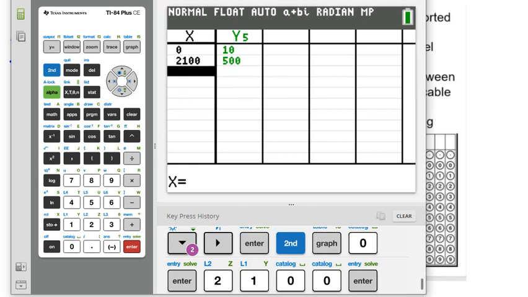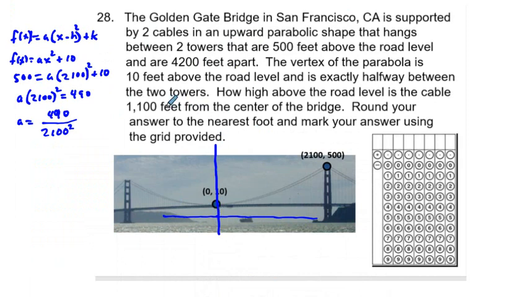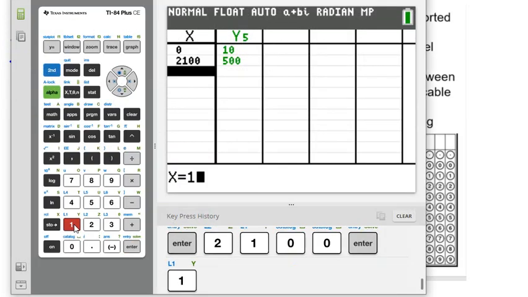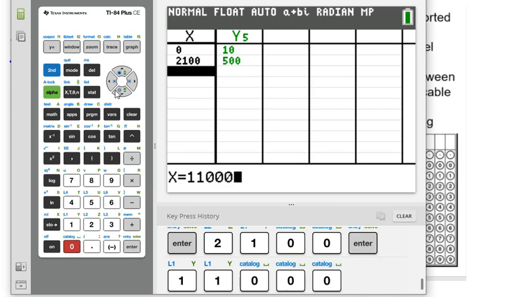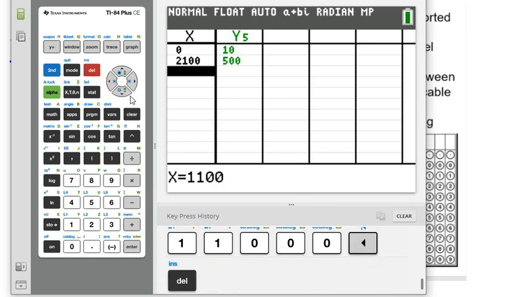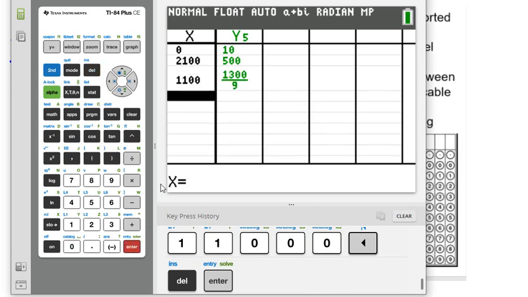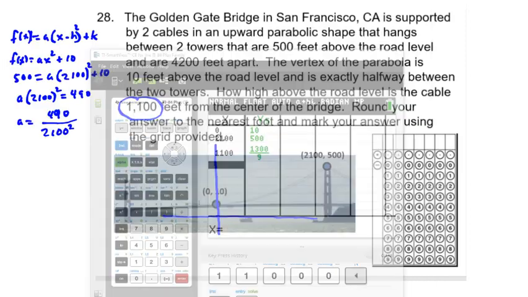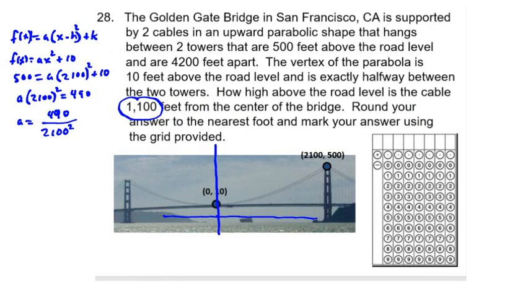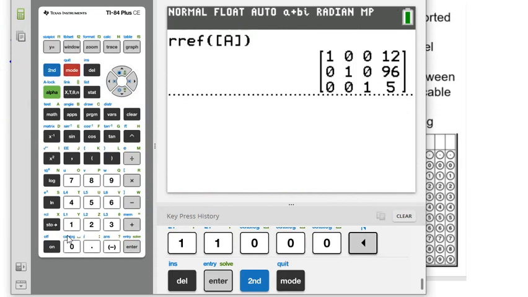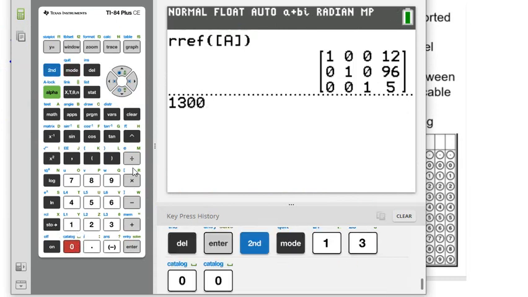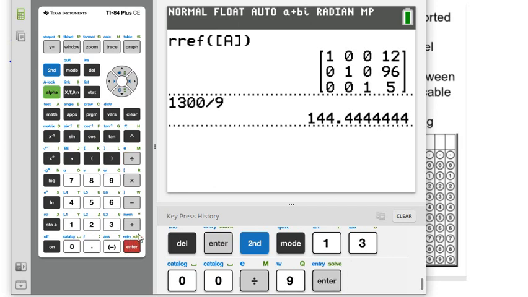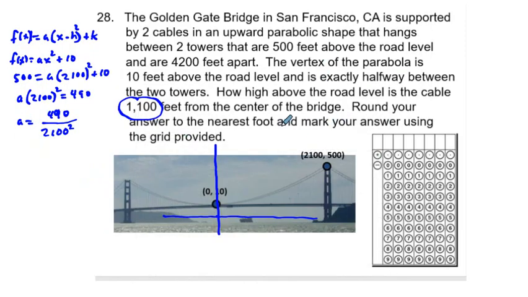And then it says from the right of the center, well, the center is at 0, and so if we go 1100 feet from the center of the bridge, what we're going to do is just put 1100 right here. Oops, that's 11,000. 1100. There we go. And then we press enter. So we get 1300 over 9. That's going to be 144.4, I think it says to the nearest foot, right, to the nearest foot.